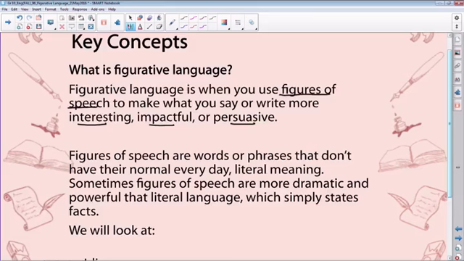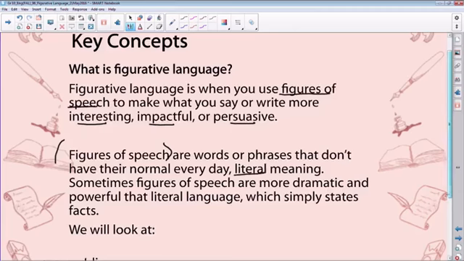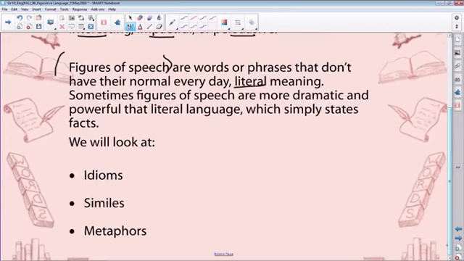So what are figures of speech? Figures of speech are words or phrases that don't have their normal, everyday, literal meaning. And there we've got the word literal again. Sometimes figures of speech are more dramatic and powerful than literal language, which simply states the facts. So which figures of speech are we going to focus on today? We're going to focus on idioms, similes, and metaphors. Okay, so let's begin with idioms.